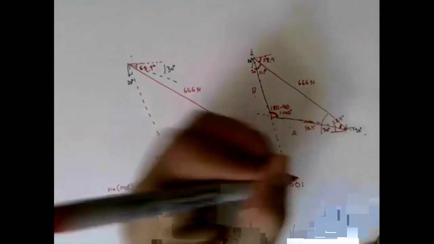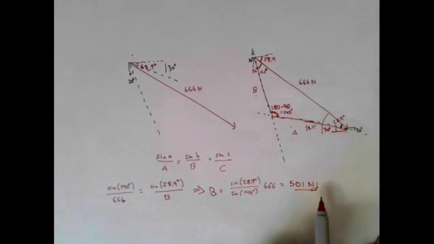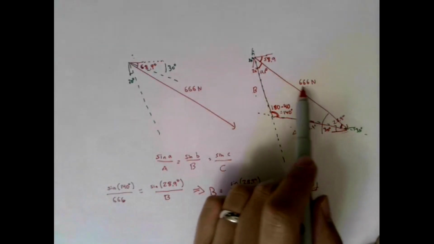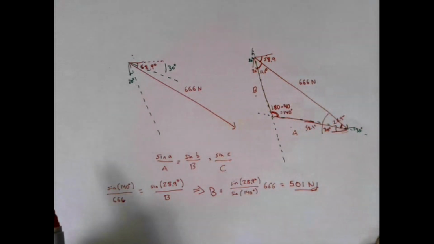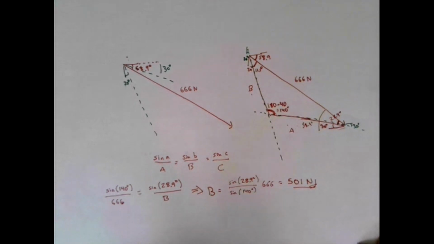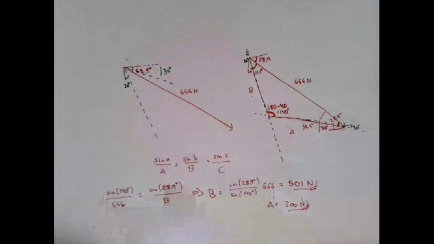Okay, let's round to 501. So pretty close, right? This is just rounding, because our number wasn't really 666, it was 665. We rounded a lot of stuff to get here, but either way, I think we're close enough. And then we could find A pretty easily, exactly the same way, and you would get A equal to something very close to 200 newtons, right? Yep.